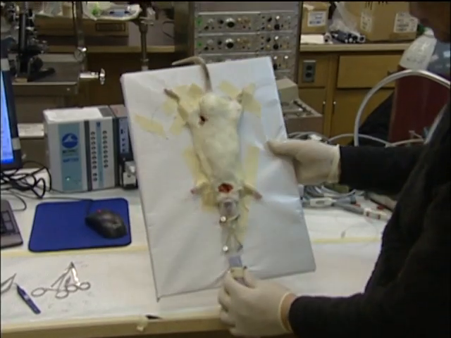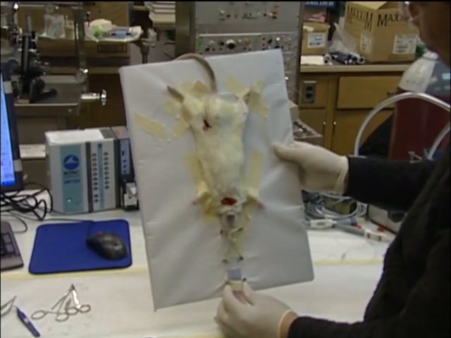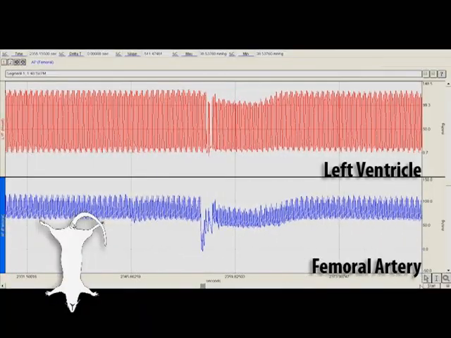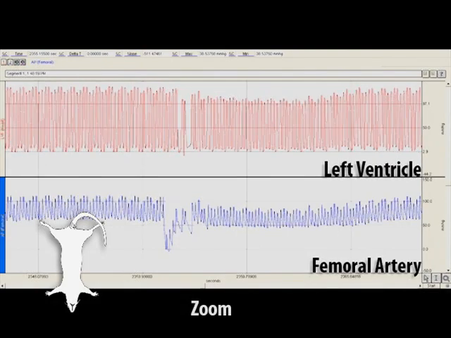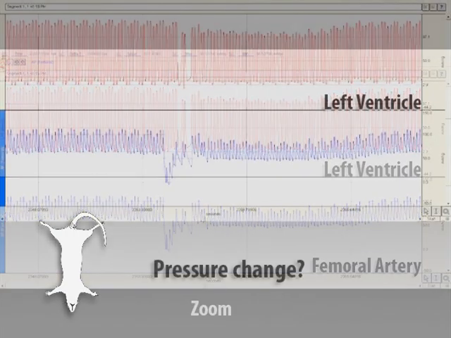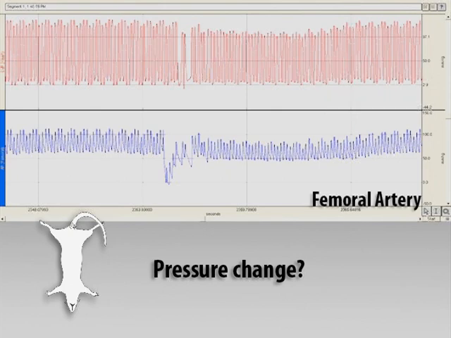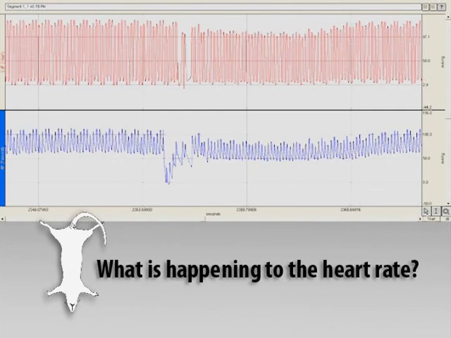Now let us tilt the rat so that its head end is down. What changes do you see in the left ventricular pressure? What is happening to the femoral pressure? What is happening to the heart rate?